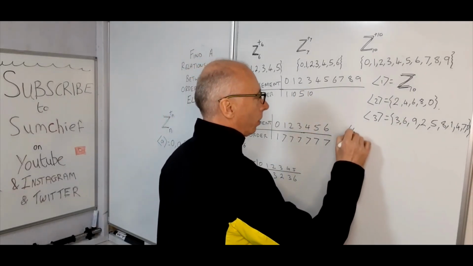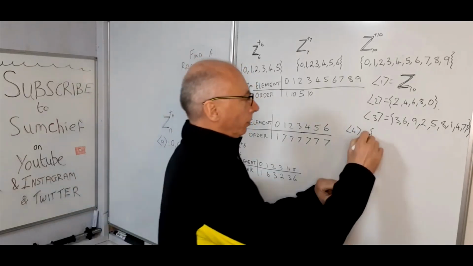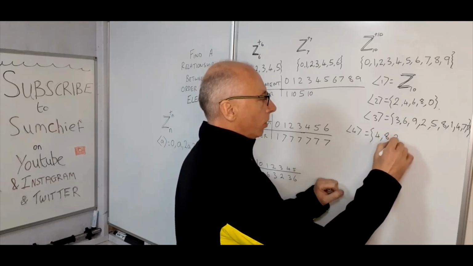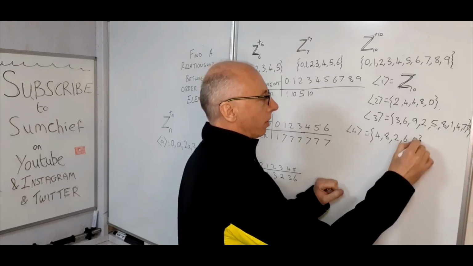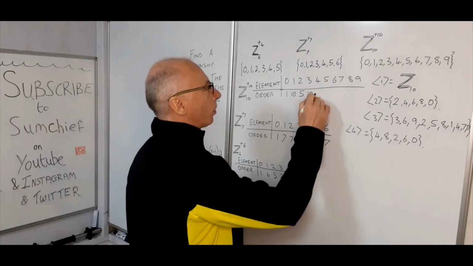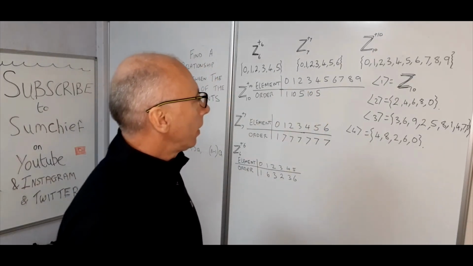Okay, let's try 4. Let's leave a bit more space, I think. 4, keep adding 4. So 4 gives us 8. 8 plus 4 is 12, which gives us 2, which gives us 6. 6 plus 4 is 10, which then sends us to 0. Okay, so this group here is of order 5. So the element 4 is of order 5.